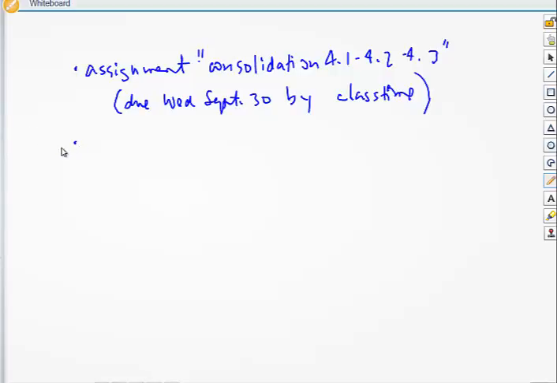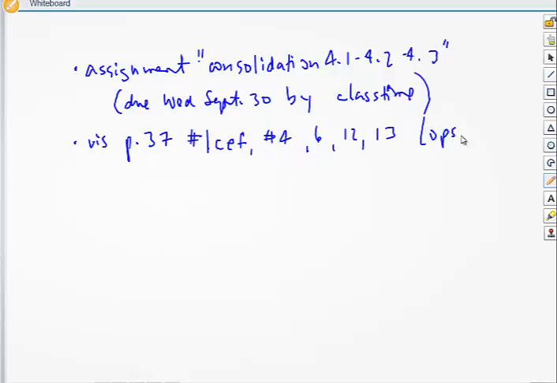Before you get to that, I would highly suggest that you try some of the questions on last night's VoiceThread on operations on vectors, page 37. This is all in the work guide, but I'll just write it here. 1 CEF, the rest of number 4, because you've done some of number 4 already. Number 6, 12, and 13. That's practice on operations on vectors in all the different forms. That's practice where you check the answers, as opposed to the assignment where you can't check the answers.